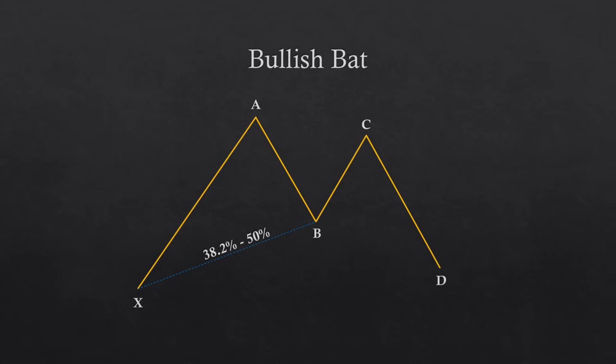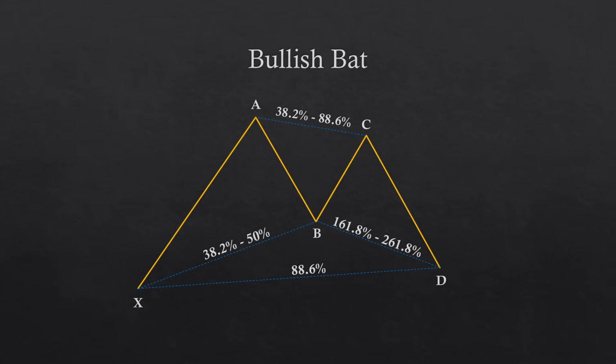The very next step is to observe the ratio between the third and second legs of the pattern, which are the BC and AB segments. The ratio between BC and AB must be between 38.2 and 88.6%. If that condition is met, we can move on to the next step, which is to observe the ratio between CD and BC, which must be between 161.8% and 261.8%. As a final step, we must also observe the ratio between AD and XA. Notice that AD is the implicit price segment that connects high A with low D. Ideally, this ratio should be around 88.6%. That would produce the most harmonic pattern possible.